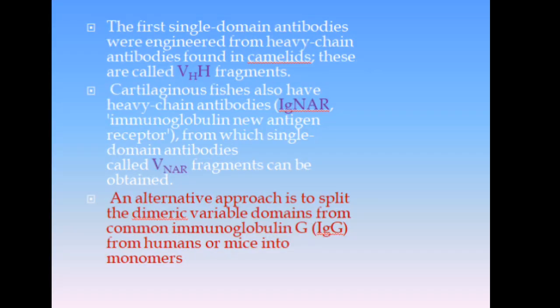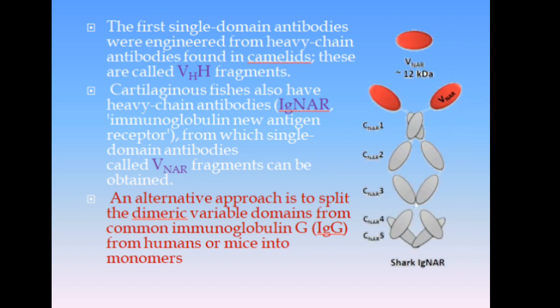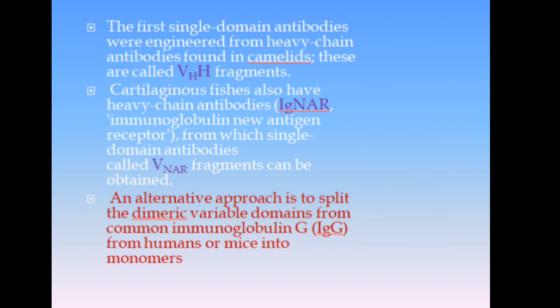The first single-domain antibodies were engineered from heavy-chain antibodies found in camelids. These are called VHH fragments. Cartilaginous fish also have heavy-chain antibodies, IgNAR, immunoglobulin new antigen receptor, from which single-domain antibodies called VNAR fragments can be obtained. An alternative approach is to split dimeric variable domains from common immunoglobulin G, IgG, from humans or mice into monomers.